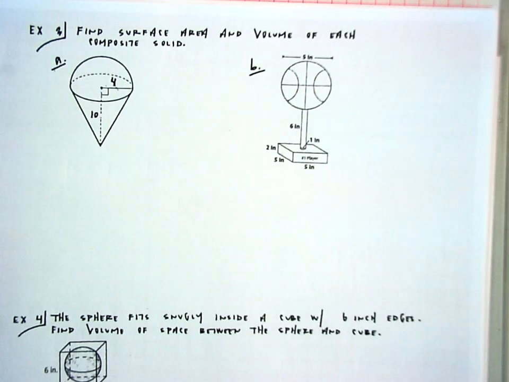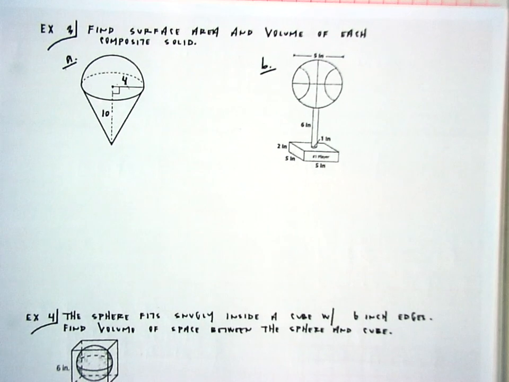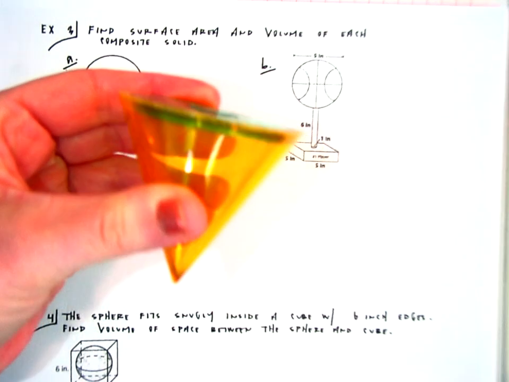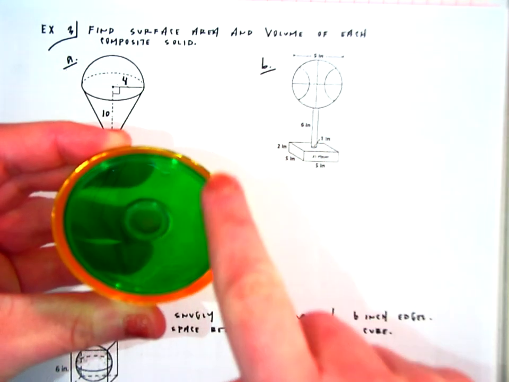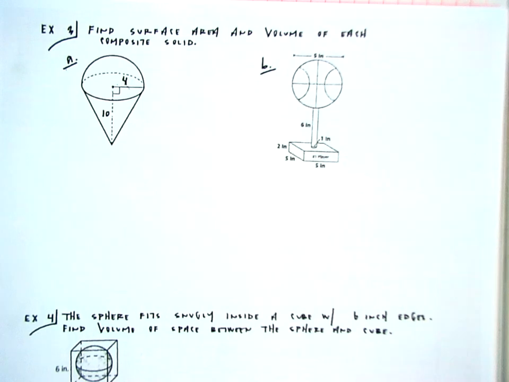Okay, so here I'm saying find surface area and volume of each composite solid. So here we're looking at 2 or more figures that are connected. So for this one in A, right here it looks like I have an ice cream cone, right, where I have my cone like this, and then I have a semi-sphere, a half sphere, stacked on top of it.